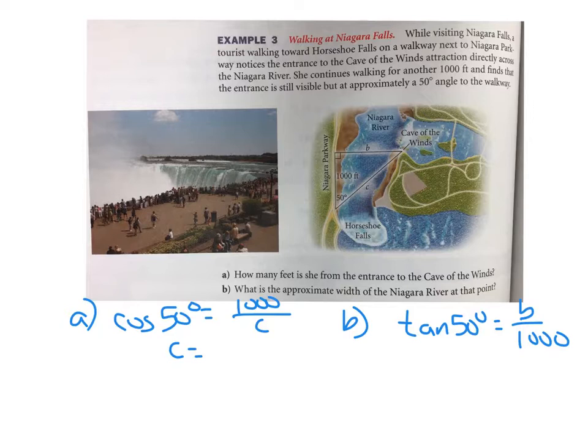All right, a couple of application problems. While visiting Niagara Falls, a tourist walking toward Horseshoe Falls on a walkway next to Niagara Parkway notices the entrance to the Cave of the Winds attraction directly across the Niagara River. So he continues walking another 1,000 feet and finds the entrance is still visible, but approximately at a 50-degree angle to the walkway.